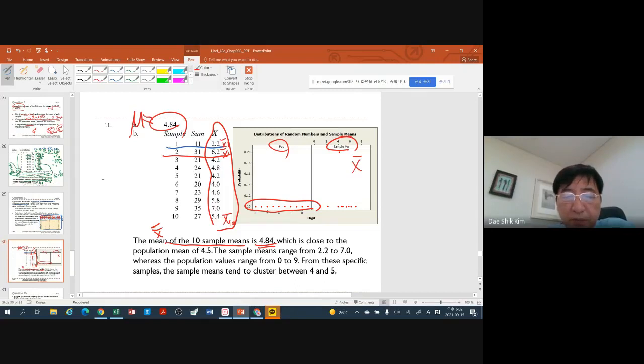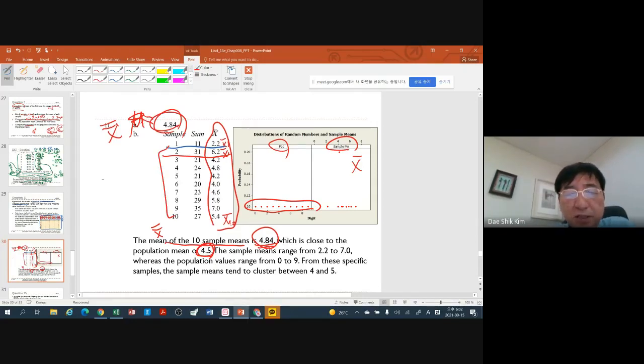It's close to the population mean of 4.5. Then why do we do that? The X double bar is 4.48, but why is it not equal to 4.5? Because we have only 10 samples.